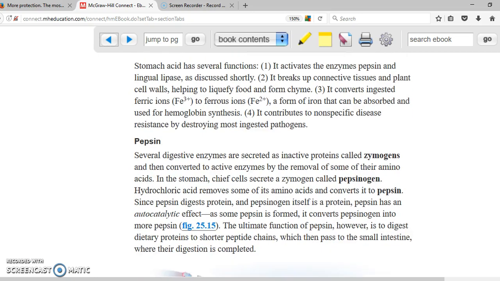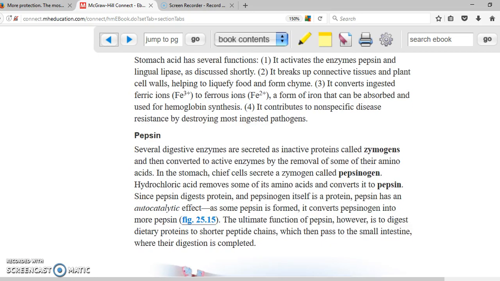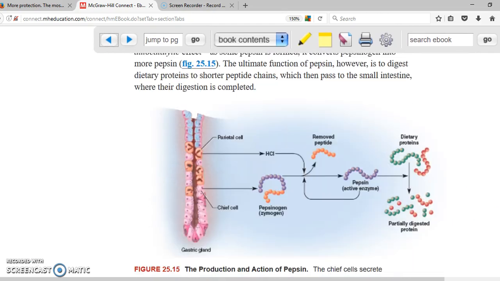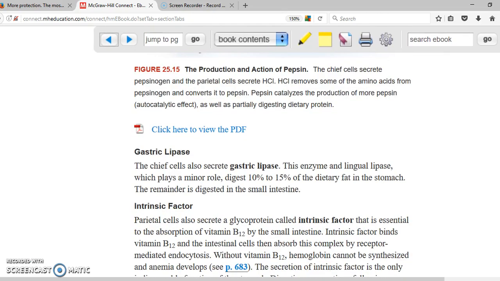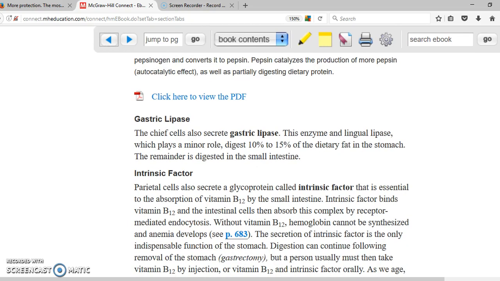So pepsin is the byproduct of the activation of pepsinogen. Chief cells are going to produce pepsinogen, and the acid will activate the pepsinogen into pepsin. Pepsin is going to help us digest proteins. Scroll down. Gastric lipase. Chief cells also produce gastric lipase that is going to help us start the digestion of dietary fat.